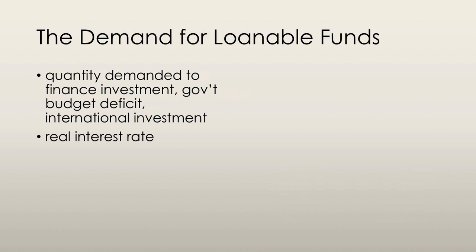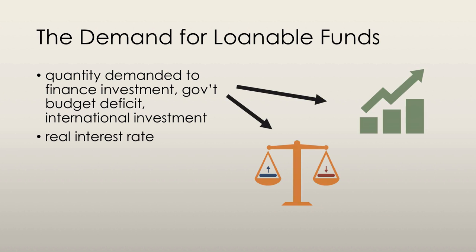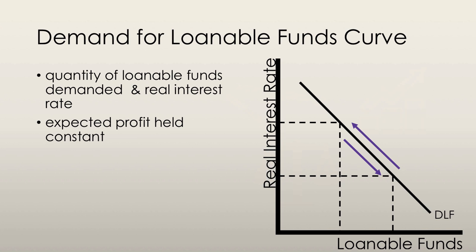The demand for loanable funds is the quantity of loanable funds demanded, the total quantity of funds demanded to finance investment, the government budget deficit, and international investment or lending in a given time period. The demand for loanable funds is the relationship between the quantity of loanable funds demanded and the real interest rate. But we have to hold expected profits constant.